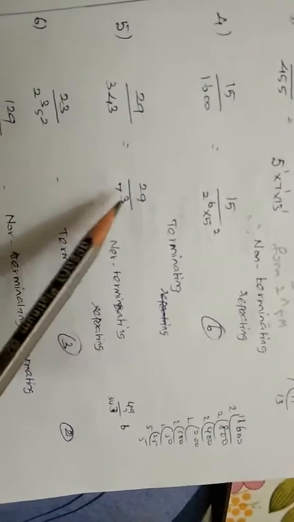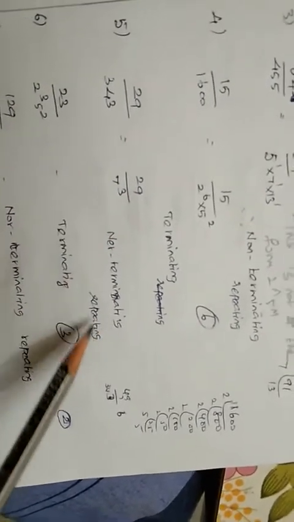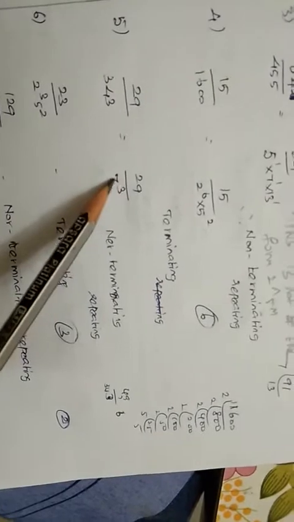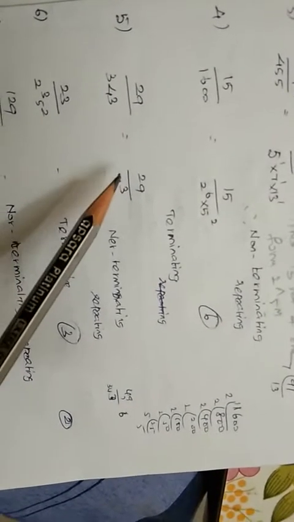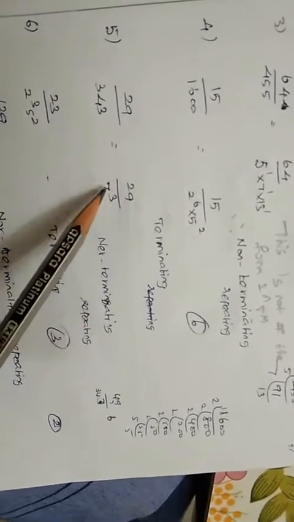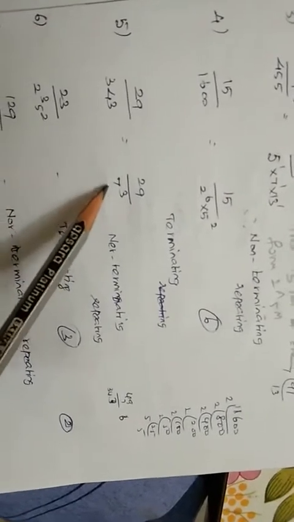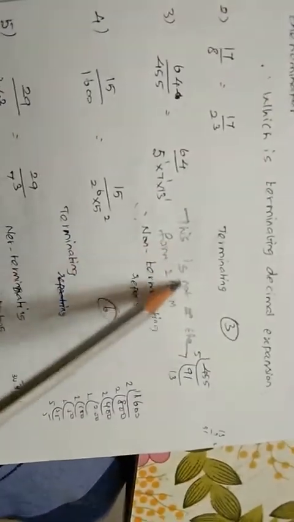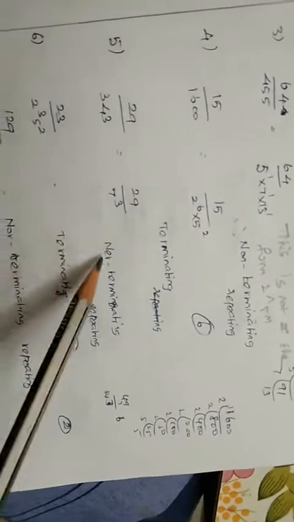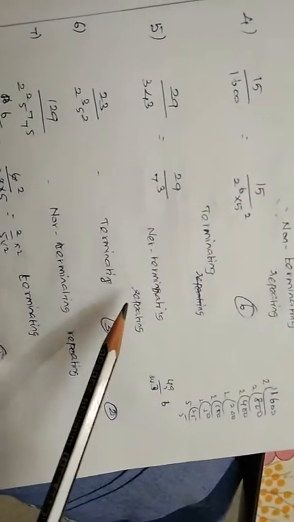Next number, 29 divided by 343, that is 29 divided by 7 power 3. We can tell other than 2 and 5 we have a number. Not only 2 and 5, here we have 7. So this is not of the form 2 power n 5 power m, so it is a non-terminating repeating decimal expansion.